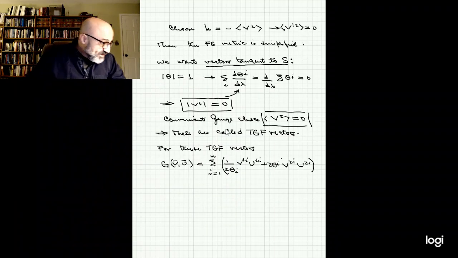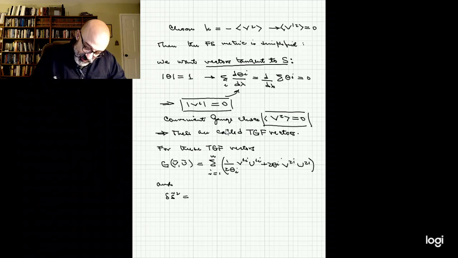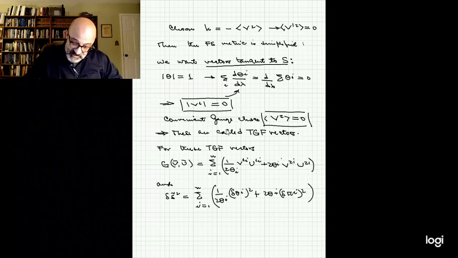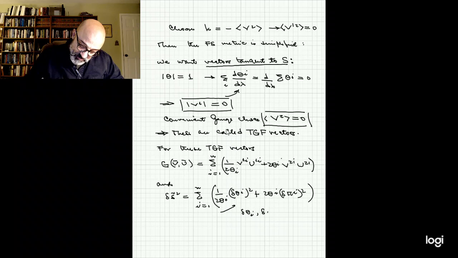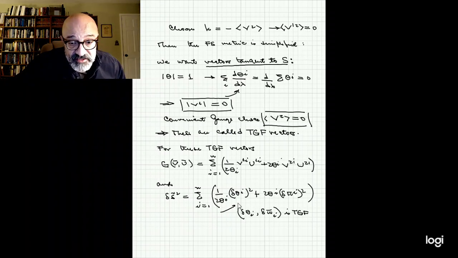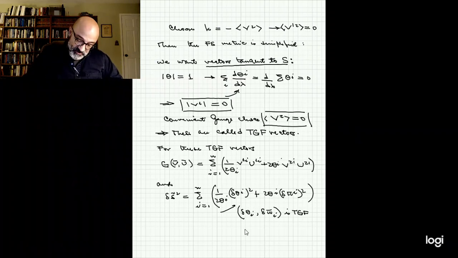For these vectors, we can actually write the following. Of course, we can also write the line element in exactly the same way: the sum of 1 over 2 theta I delta theta I squared plus 2 theta I delta pi I squared, where it is assumed here that the little vector delta theta I, delta pi I is, of course, TGF, which means that the delta theta i's add up to 0, and the expected value of these delta pi i's actually is equal to 0. Very good. So we have a metric there.